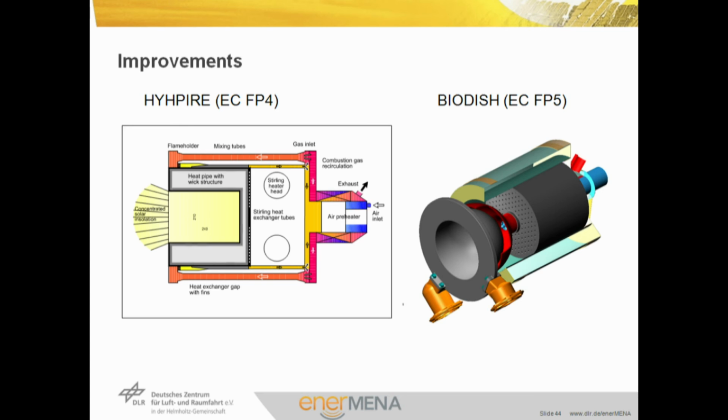The left receiver is using a heat pipe to transport heat from the solar absorber or from the burner system to the heat exchanger of the Stirling engine. In the right figure you can see the design for a ceramic receiver that can be heated by the sunlight from the front side or from a so-called porous burner system from the back side.